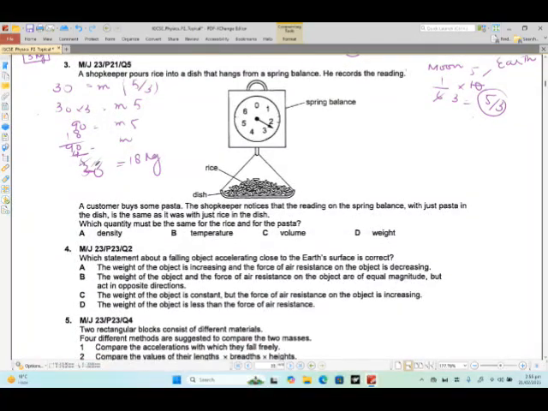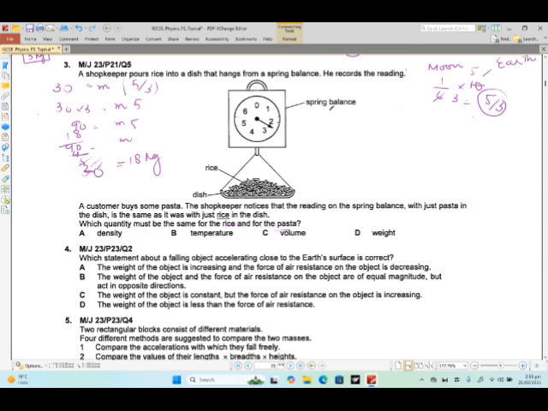A shopkeeper pours rice into a dish that hangs from a spring balance. It records the reading. A customer buys some pasta. The shopkeeper notices that the reading on the spring balance with just pasta in the dish is the same as it was with the rice in the dish. Which quantity must be the same for rice and pasta?